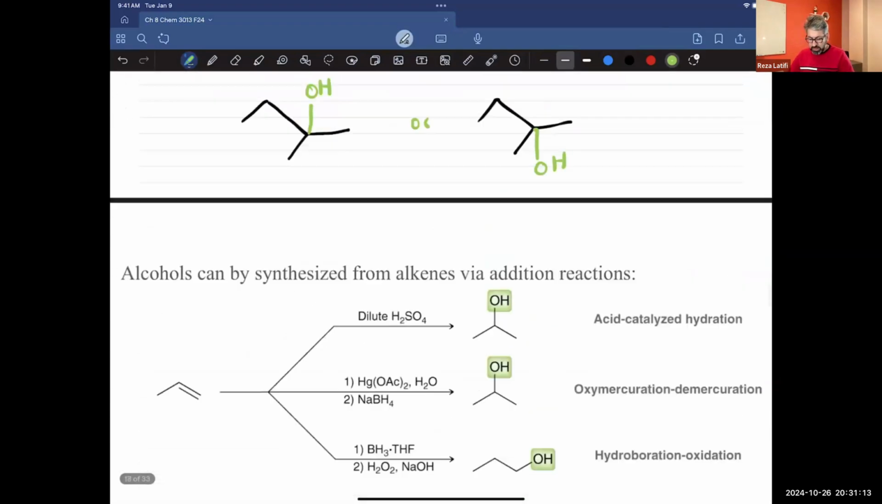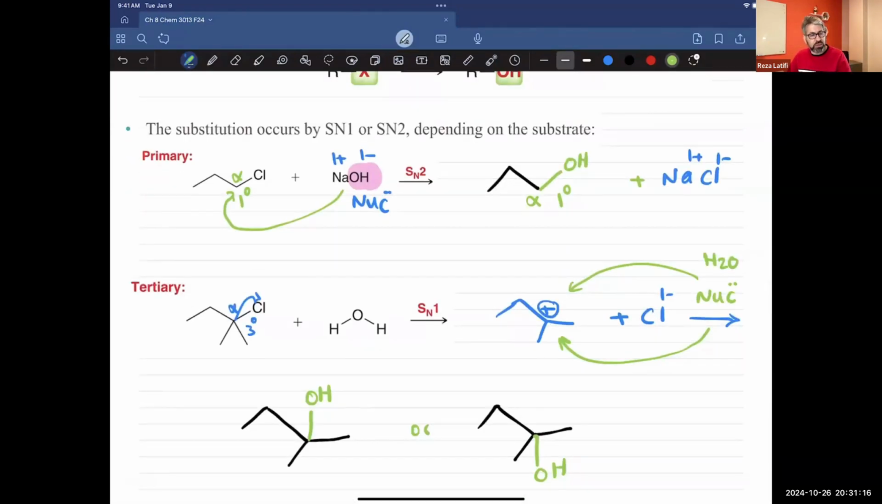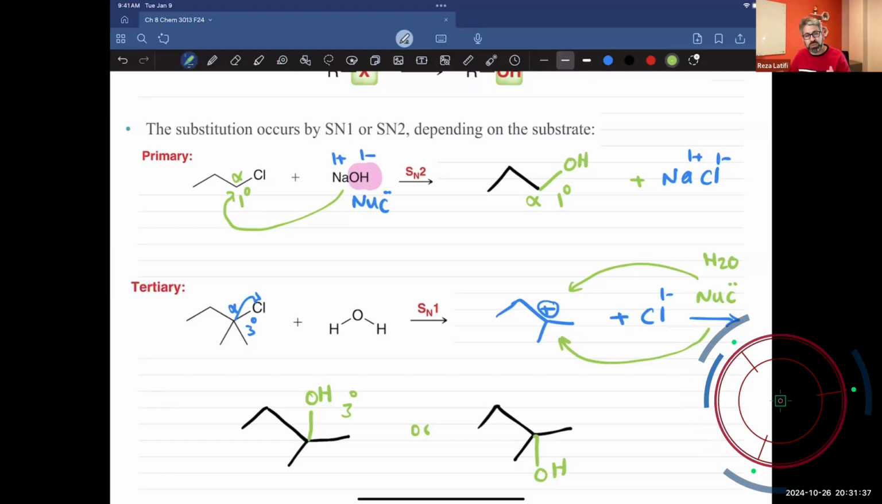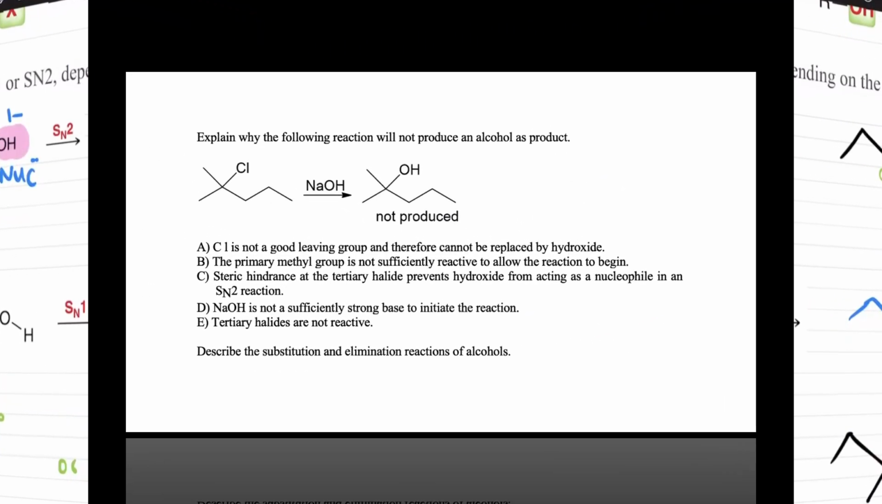As you saw, the first one was a primary alkyl halide, so I got a primary alcohol. The second one is a tertiary alkyl halide, so forgive me, the last one was a tertiary alcohol. And how about the secondary alcohol? The secondary alcohol, we can get it through different methods.